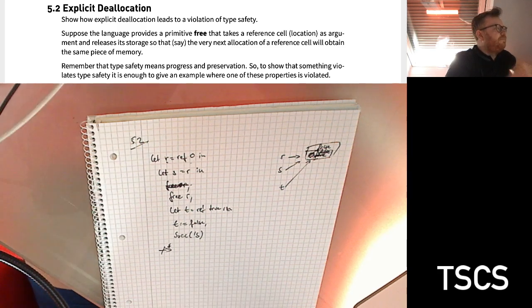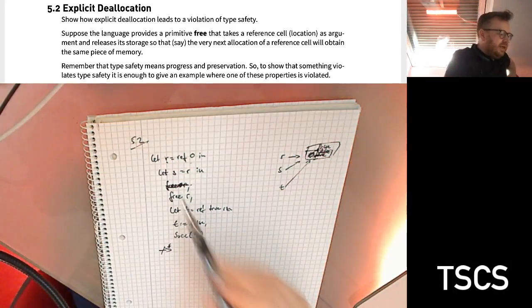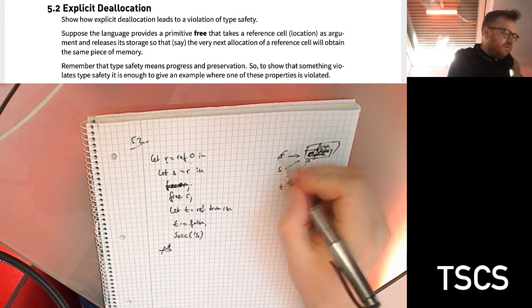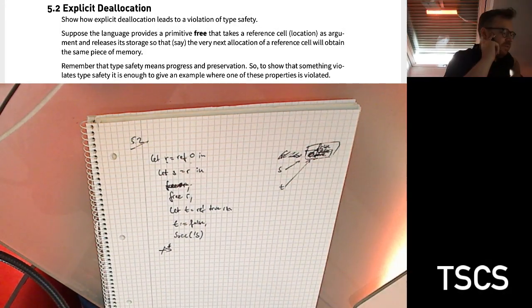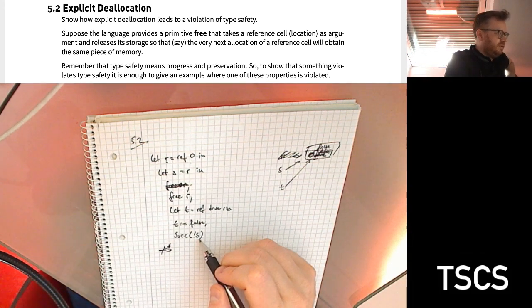You see that? And the interesting thing here is the aliasing of S and R, because when we free R, of course we say, okay, R is not valid anymore. We can see that. So that makes R illegal whenever it appears free in the remainder of the expression. R does not appear anymore here, so we're good. But S appears.